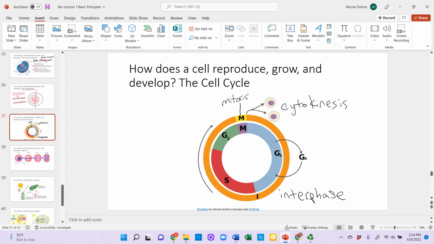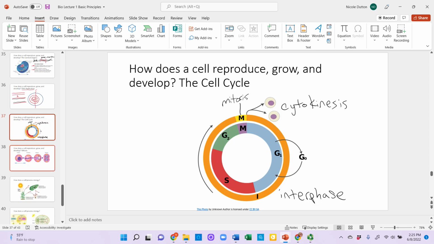How does a cell reproduce? Well, it goes through the cell cycle. In G1, it's going to grow really big so that when the cell splits in half, we still have equal-sized cells. In the S phase, we're going to replicate our genetic material so that when the cell does split in half, each cell has equal amounts of DNA. G2 is the final preparation for mitosis. So all of that happens in interphase.